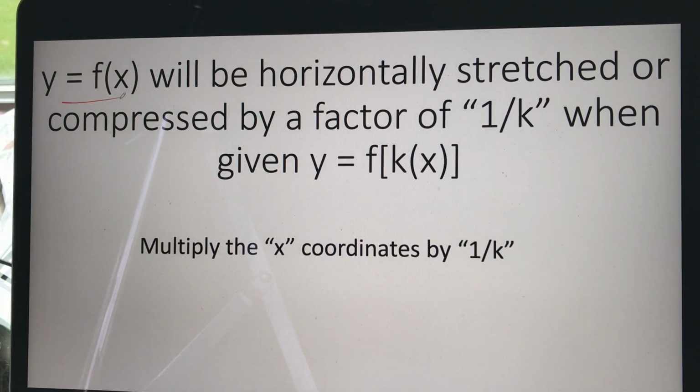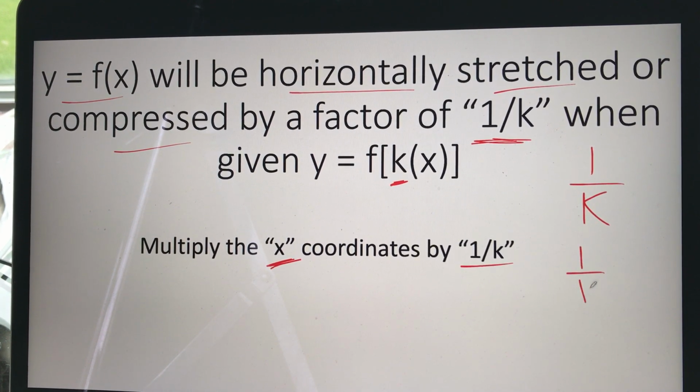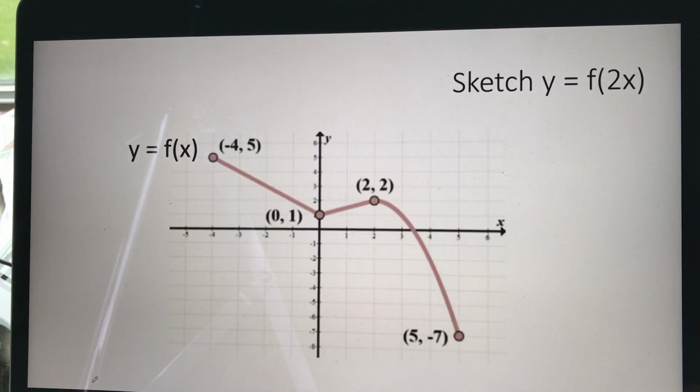Horizontally, given a function y equals f of x, it will be horizontally stretched or compressed by a factor of 1 over k. It's a fraction when we see k sitting inside of our function. And so we're going to multiply the x coordinates by that fraction 1 over k, whatever that number is. The horizontal one is a little bit tricky.